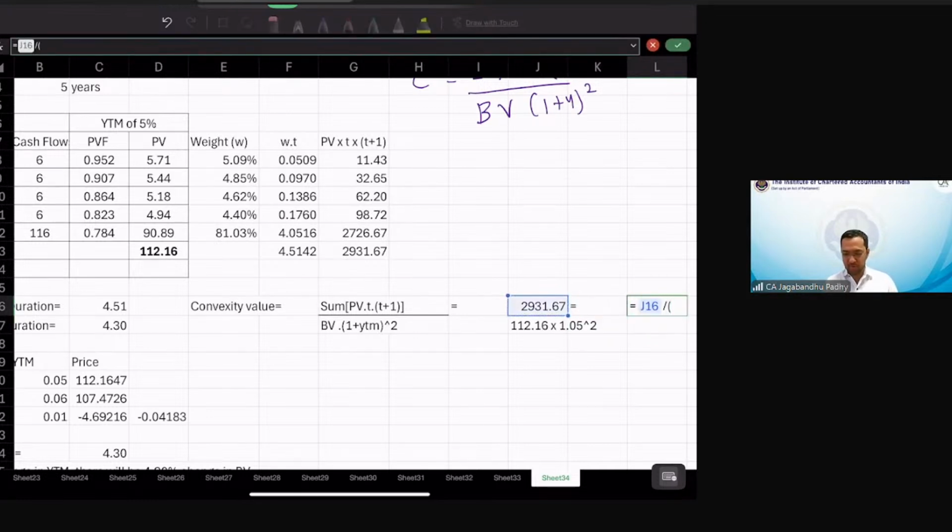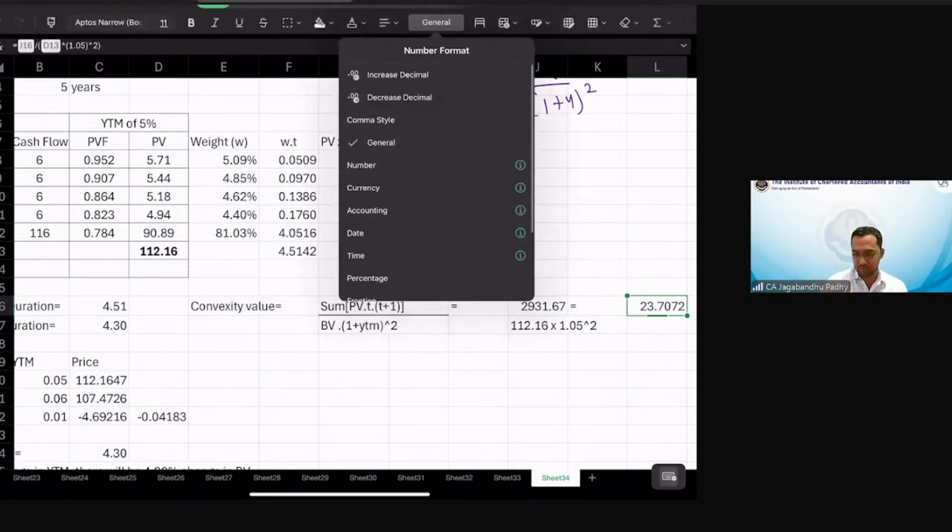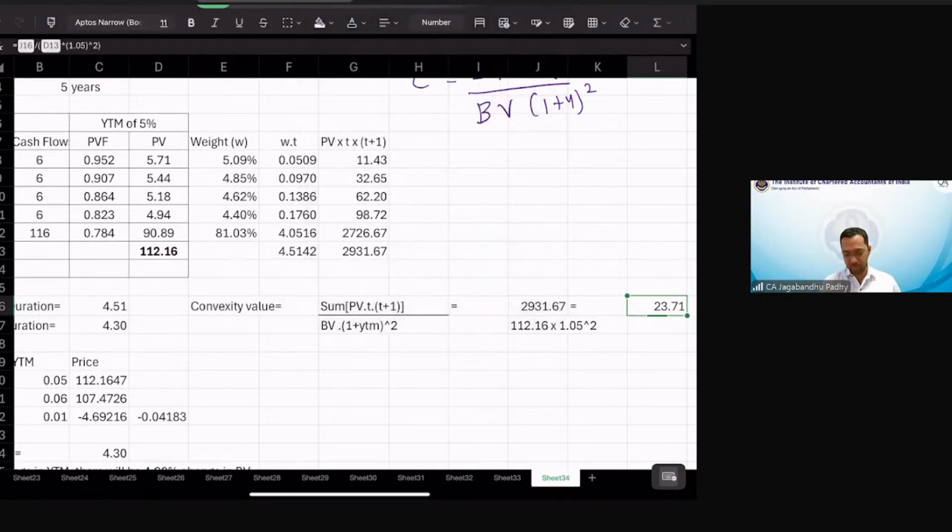Okay, so we get the convexity number to be 22931 divided by 112.16 and multiplied by 1.05 to the power of 2. So we get the convexity number to be 23.71. So convexity adjustment is something what we have got, 23.71. That's the value of the convexity, guys, over here.